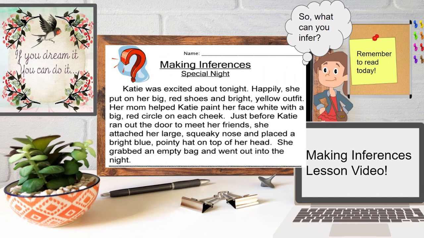Let's look at another example. This one is called Special Night. Katie was excited about tonight. Happily, she put on her big red shoes and bright yellow outfit. Her mom helped Katie paint her face white with a big red circle on each cheek. Just before Katie ran out the door to meet her friends, she attached her large, squeaky nose and placed a bright blue, pointy hat on top of her head. She grabbed an empty bag and went out into the night.